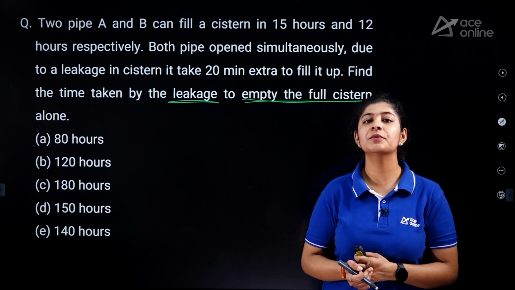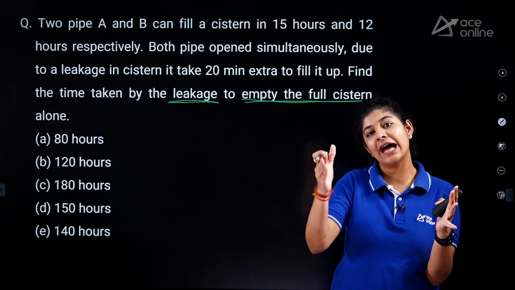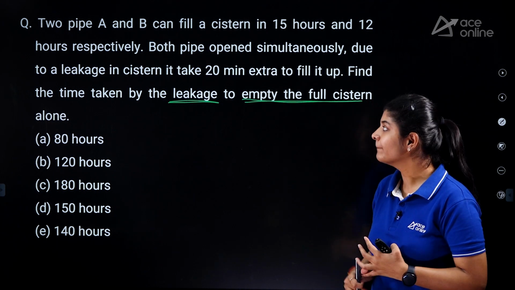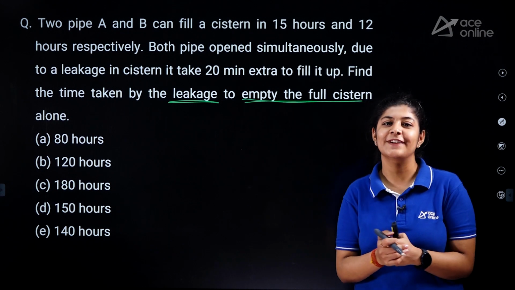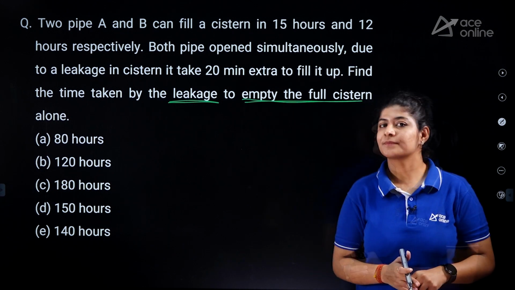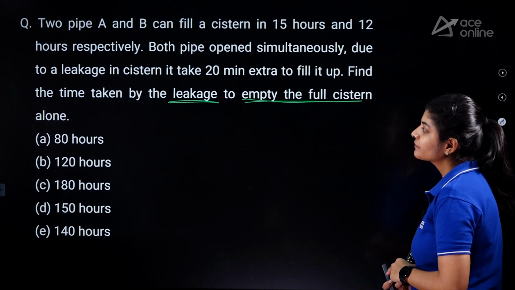First, what you need to do? You need to find out the capacity of the cistern, and after that you have to find out the efficiency of the leakage, and on the basis of that you can easily find out the time period. Okay, let's start solving this particular question.